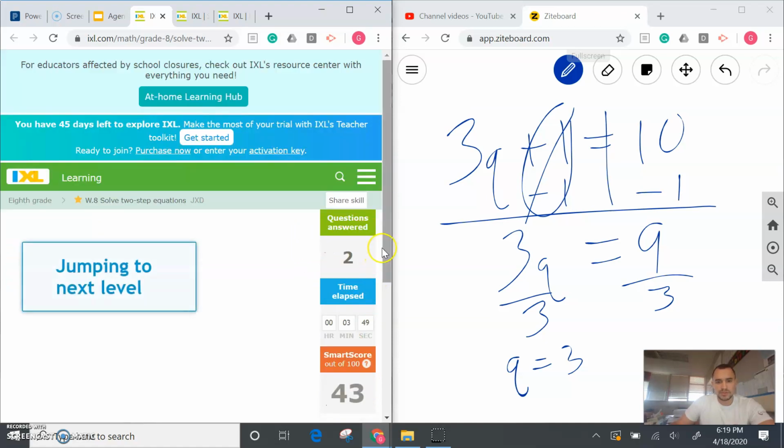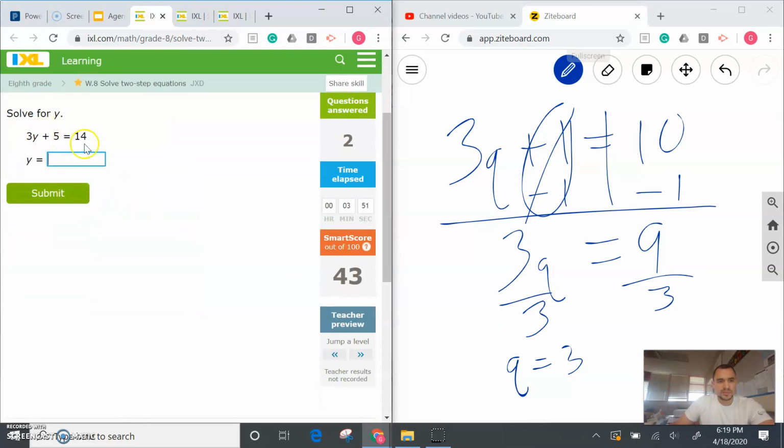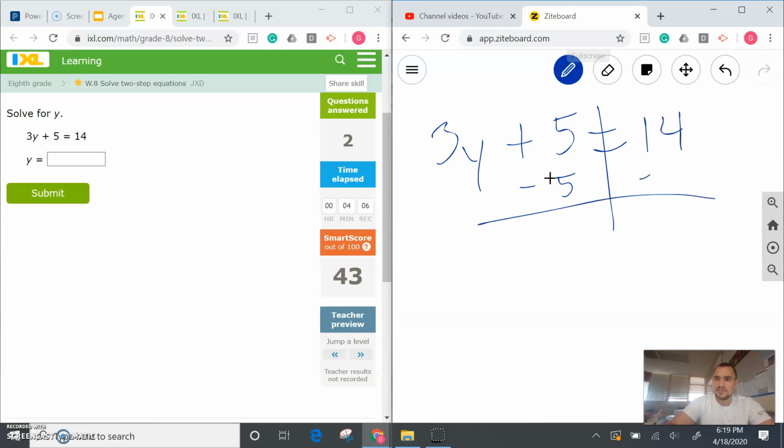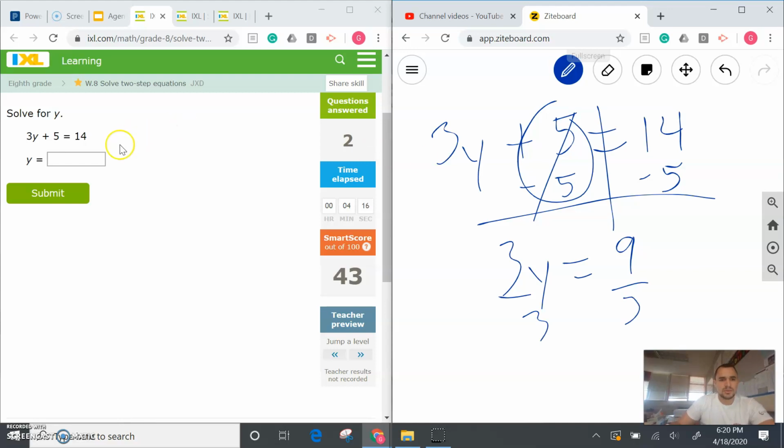Let's jump to the next level. Let's take a look at this one. We got 3y plus 5 equals 14. Numbers on both sides. I'm going to minus 5 here, minus 5 here. That becomes a 0. 3y equals this. Looks like that's going to be a 9. Divide by 3. I don't know why that was a level up. That should just be 3.